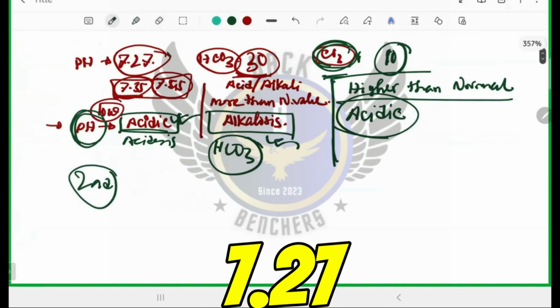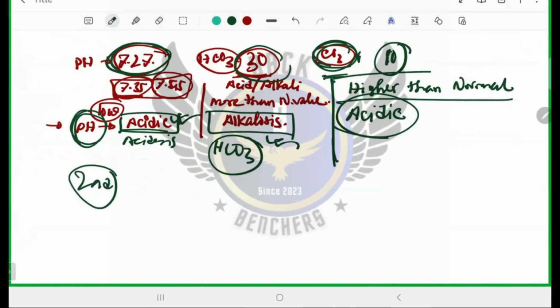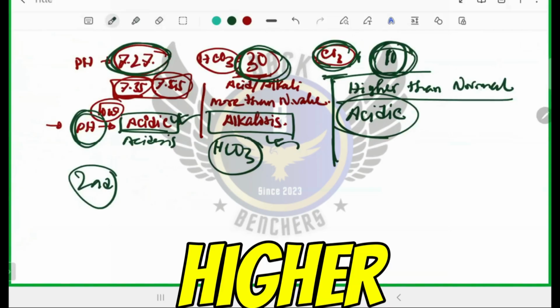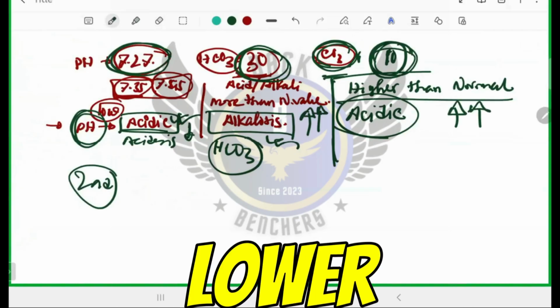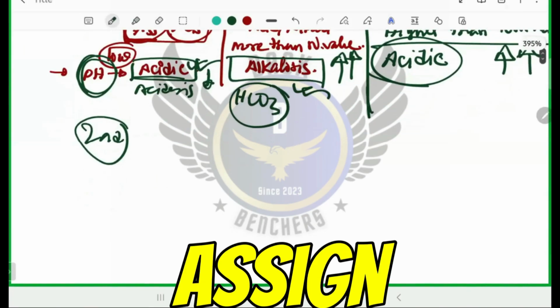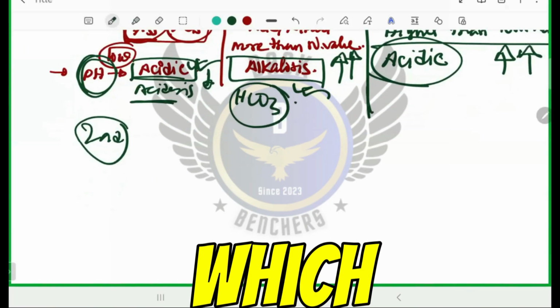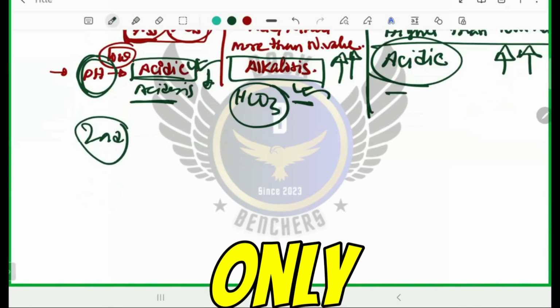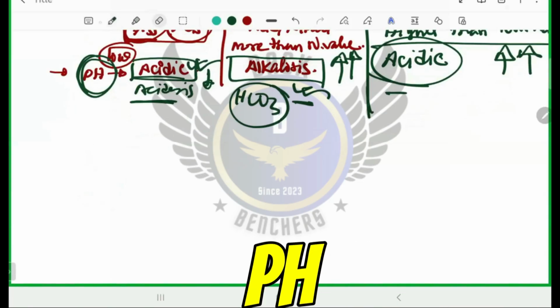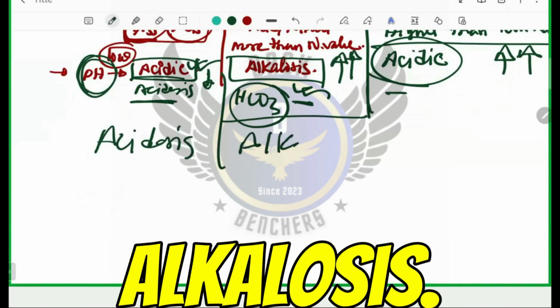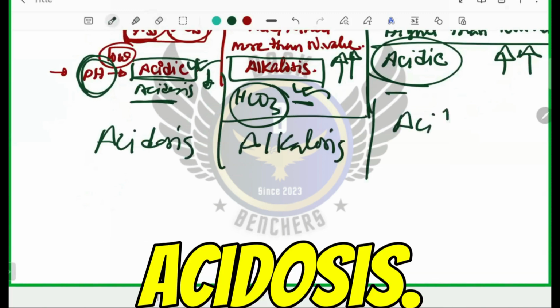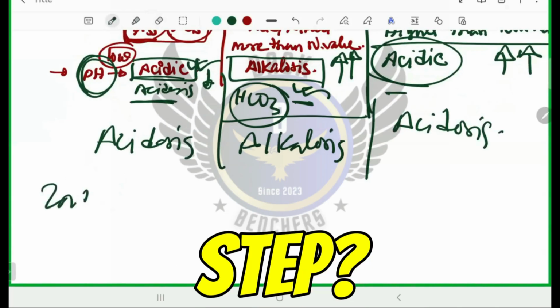Okay, guys. pH is 7.27, bicarbonate is 30, and carbon dioxide is 10. Carbon dioxide is higher than normal, bicarbonate is higher than normal, pH is lower than normal. First step, we assign which one is acid and which one is alkali, only for these three parameters. pH here is acidosis, bicarbonate here is alkalosis, carbon dioxide here is acidosis. What do we do in the second step? We match.